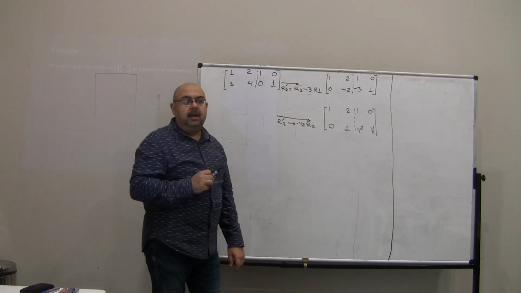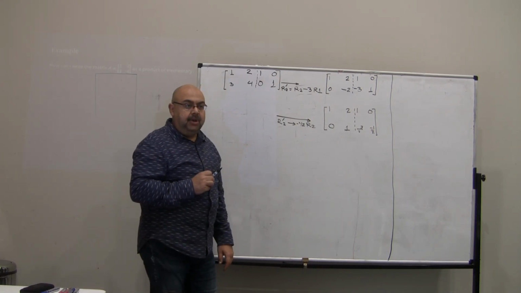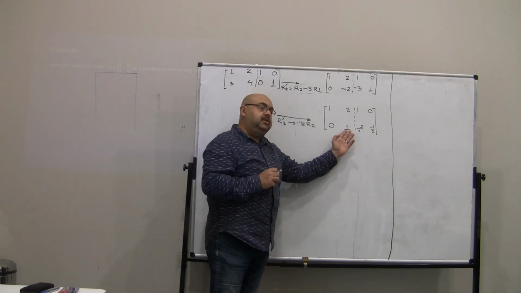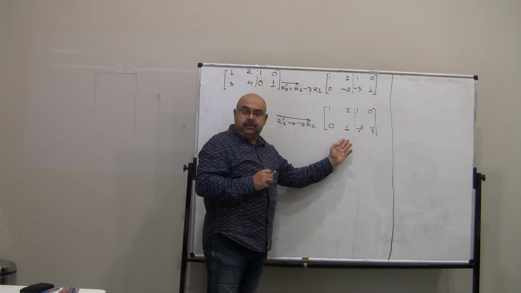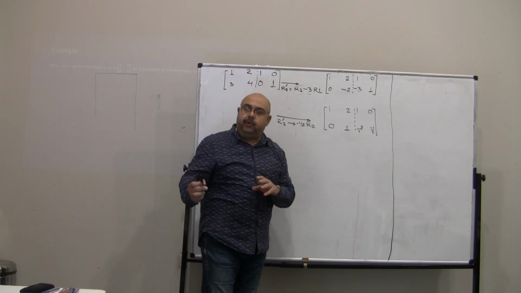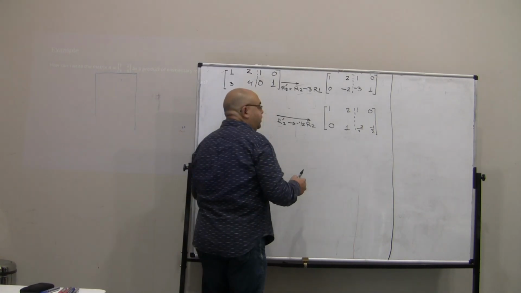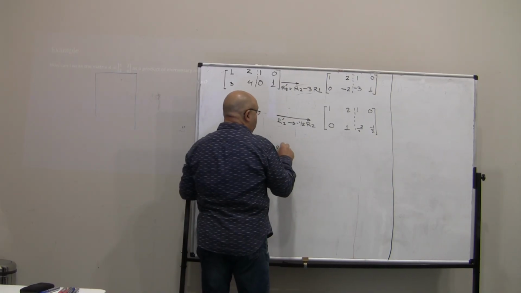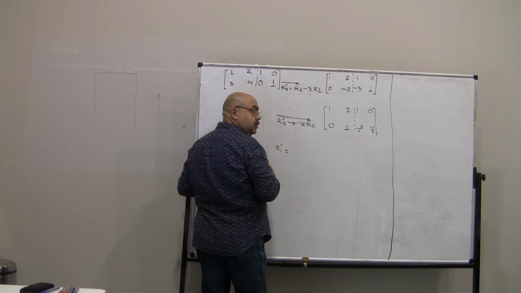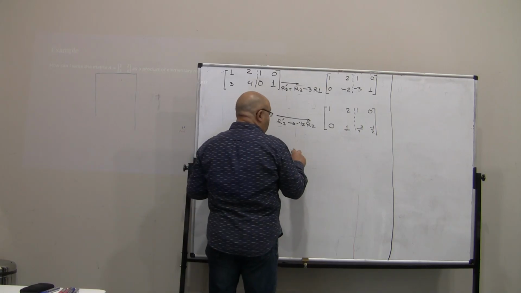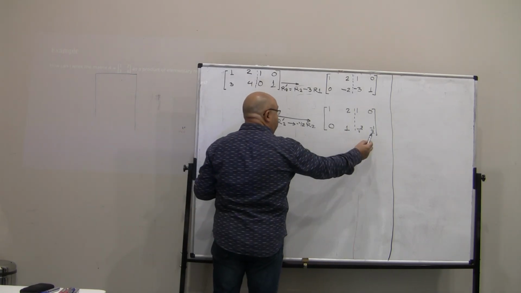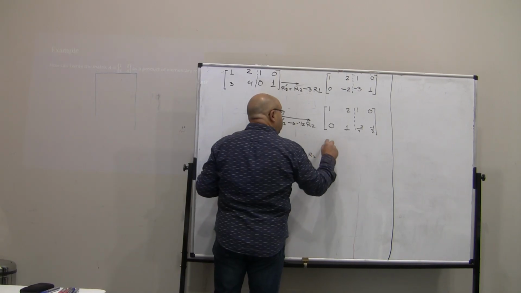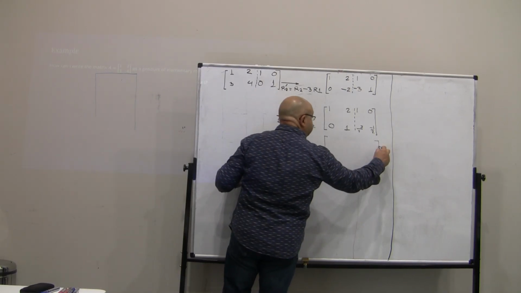The last process is to force the numbers above the pivot of the second row to be 0, because I'm getting the reduced echelon form. So I will change the first row. R1 dash will equal R1 plus -2 times R2. Okay, let's do it.